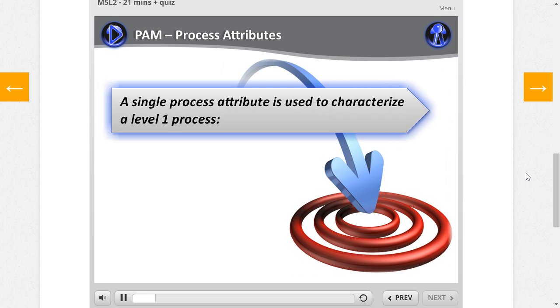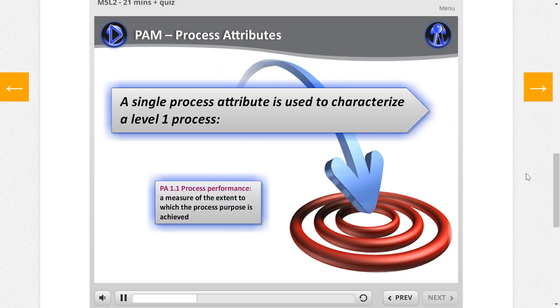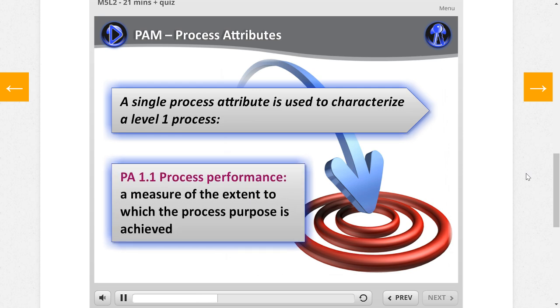Just one process attribute is used to characterize a level 1 process. PA 1.1 Process Performance. A measure of the extent to which the process purpose is achieved. You will not be surprised to see that each process attribute has an identifier, in this case, PA 1.1.